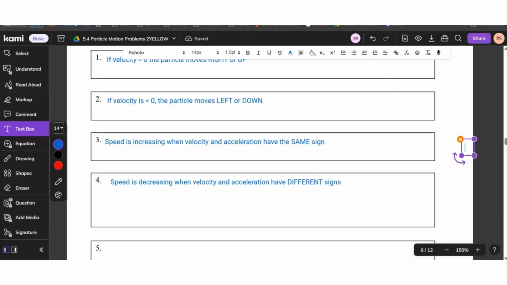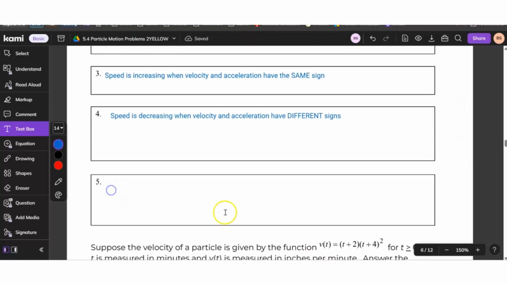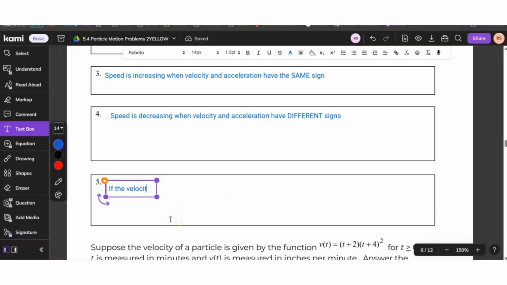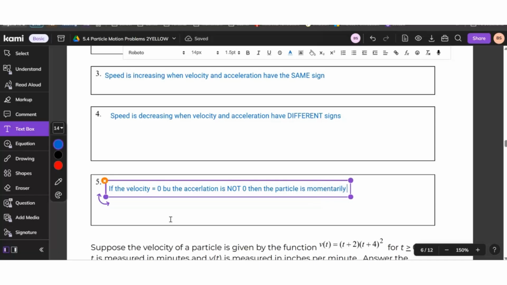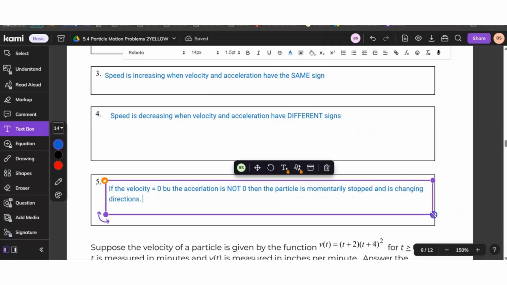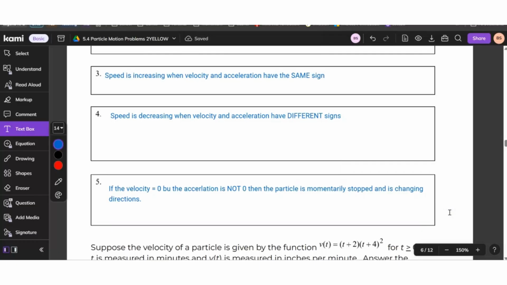Okay, perfect. We're going to pause. So the last commandment that we need is if the velocity equals 0, but the acceleration is not 0, then the particle is momentarily stopped and is changing directions. So I want you to think about what that says, and hopefully it makes sense.